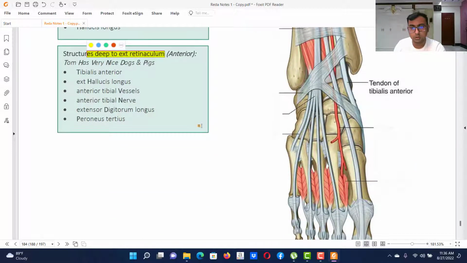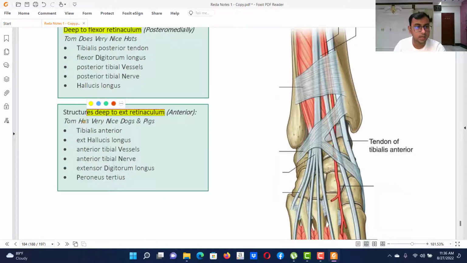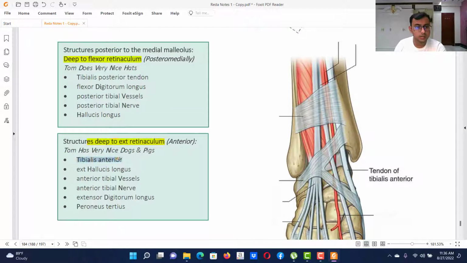In the anterior portion of the foot, the mnemonic is Tom Has Very Nice Dogs and Pigs: tibialis anterior, extensor hallucis longus, anterior tibial vessels and nerve, extensor digitorum longus. So tibialis anterior and extensor hallucis longus lie medially, then the vessels and nerve, then extensor digitorum longus, and lastly peroneus tertius.